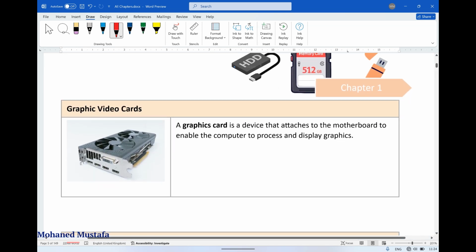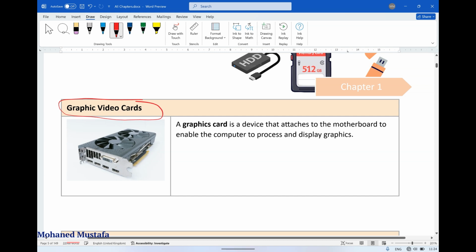Next, what do we have? A video card. Why do we need a video card? This is the cable that you connect to your monitor. This cable is connected on the other part in the motherboard with the video card. So if you would like to display a picture on the monitor, what do you need? A video or a graphic card. Yes?